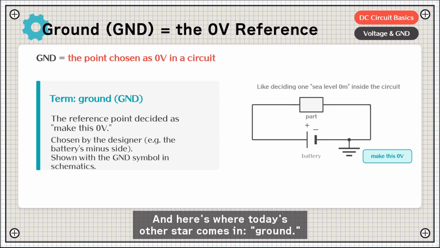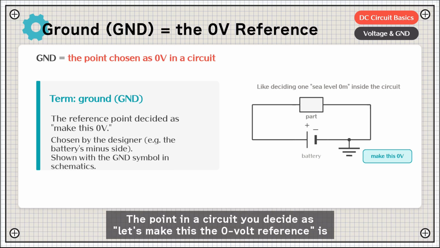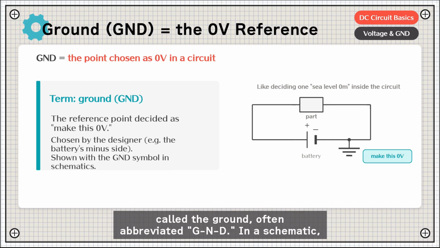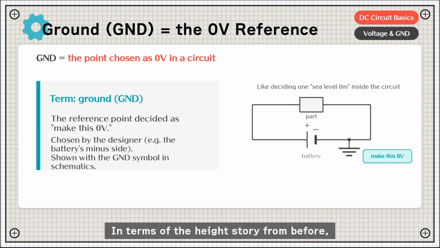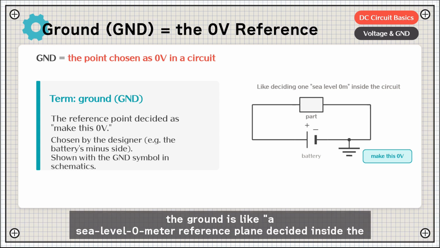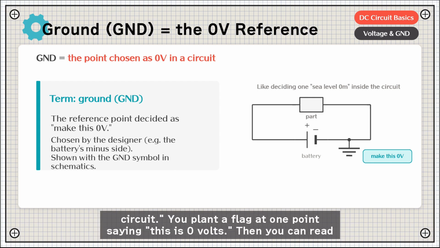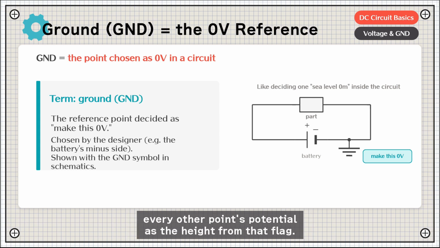And here's where today's other star comes in. Ground. The point in a circuit you decide as let's make this the 0-volt reference is called the ground, often abbreviated GND. In a schematic, you attach the dedicated ground symbol to this point to show this is the reference. In terms of the height story from before, the ground is like a sea level 0-meter reference plane decided inside the circuit. You plant a flag at one point saying, this is 0 volts, then you can read every other point's potential as the height from that flag.